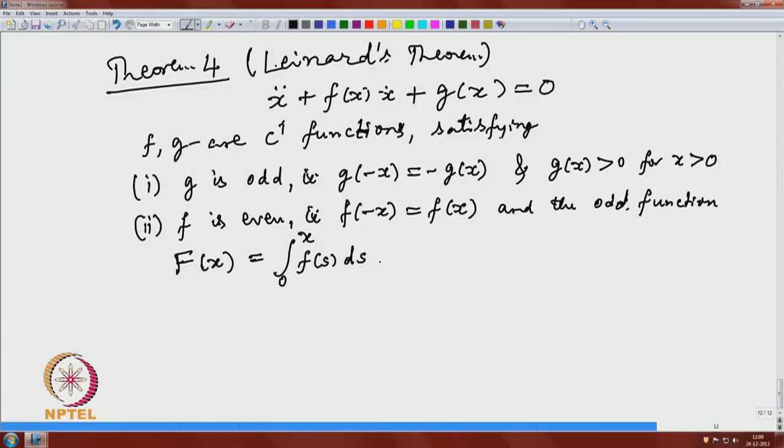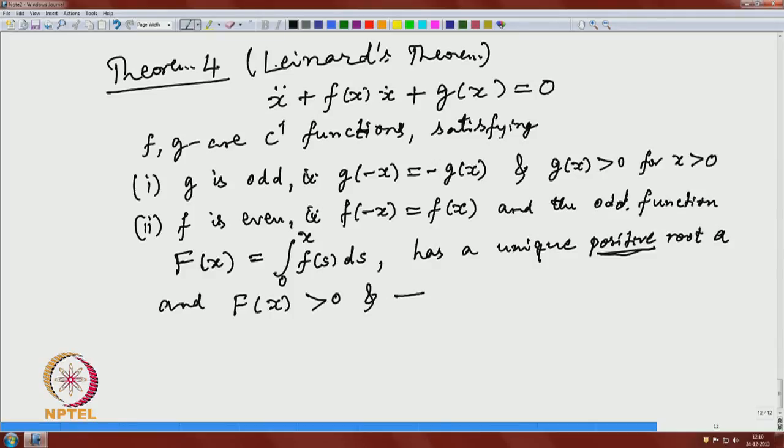Okay. So, the requirement on capital F is that it has a unique positive root a, and F(x) is positive for x bigger than a and approaches infinity as x tends to infinity. Okay. So, as I said earlier, now the hypothesis is purely in terms of the coefficients of the equation. So, no orbits are involved here. Okay. It is purely in terms of the coefficients in the equation. Okay. So, somewhat easier to verify than the Poincare-Bendixson theorem.